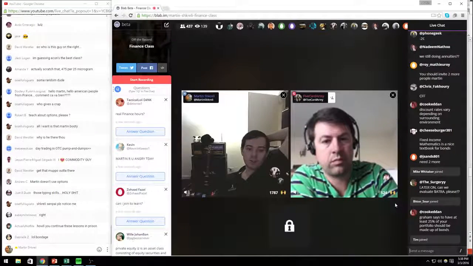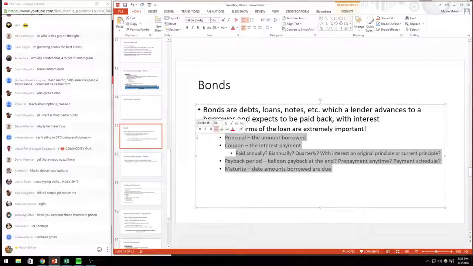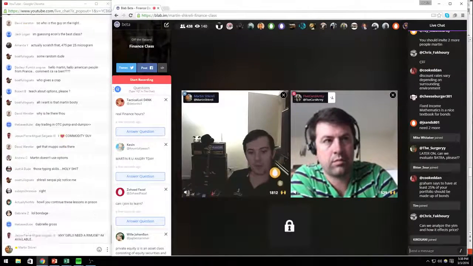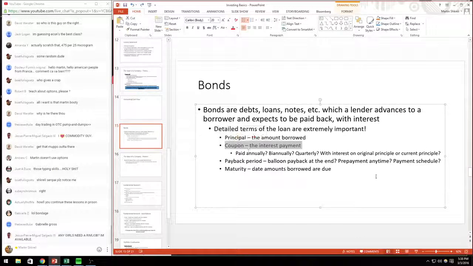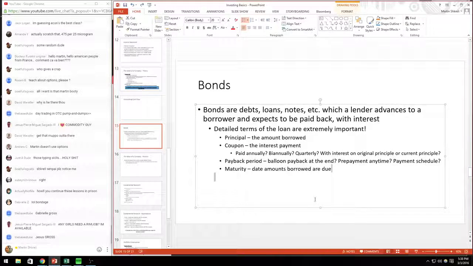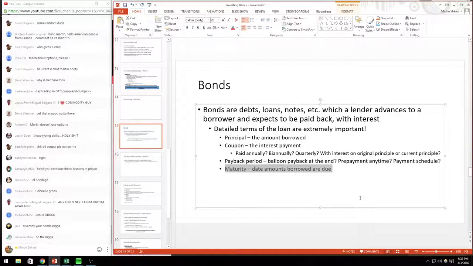Now the details, what we call the terms of that loan, are very important. We've got a couple of key things. The first is the principal, and that's the amount that we borrow. The next is the coupon, which is the interest payment. Now the interest payment can be calculated in all kinds of ways. It can be paid annually, biannually, quarterly, and it depends on the principal amount. Is the coupon fixed? Is it based on the current principal? And that relates to something called the payback period or the maturity. That's the date that the amounts which were borrowed are due.